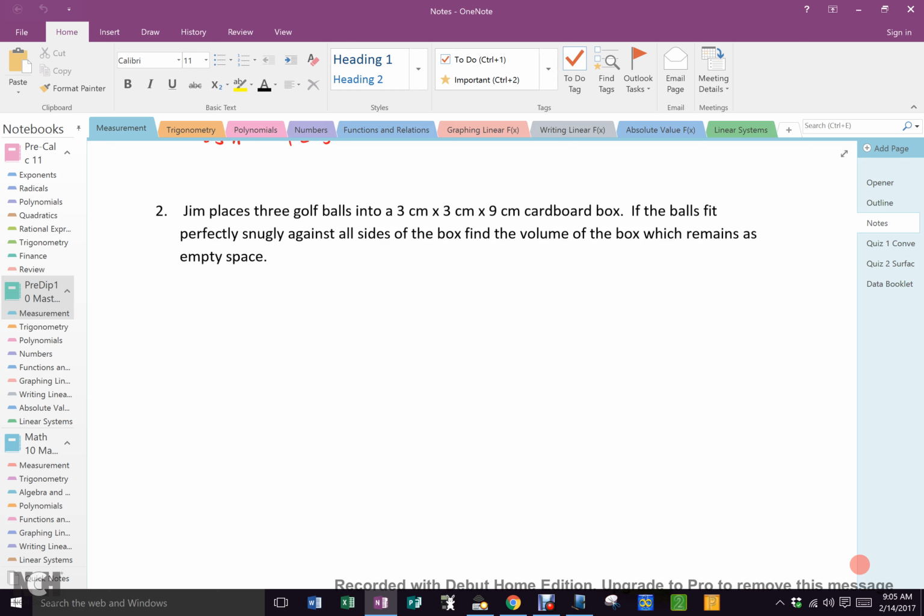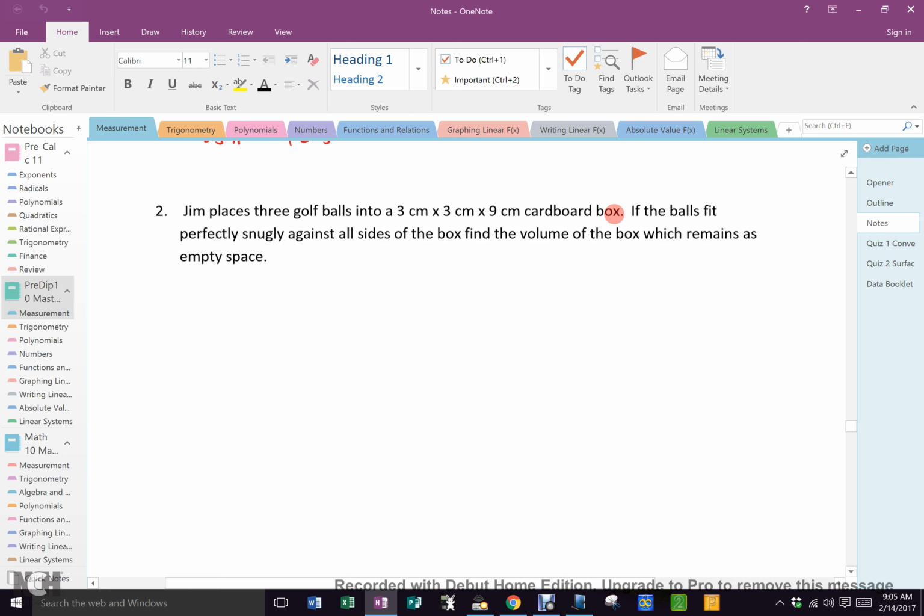So companies do their best to try and minimize packaging. They tell us it's for an environmental standpoint. But that is, of course, a big lie. It is to save them money. Because if they don't have to package it, that's less that they have to spend money on. Right? So, here we have a question. He places 3 golf balls into this box.